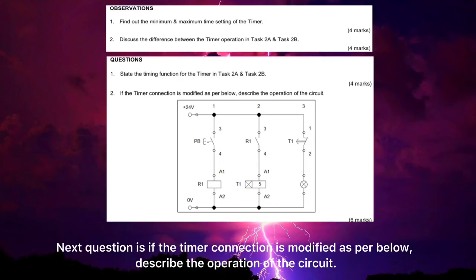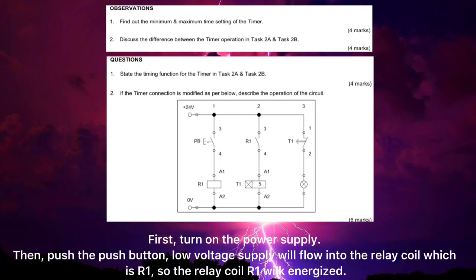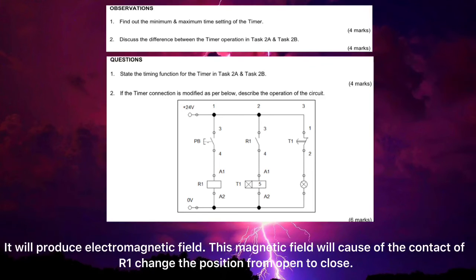Next question is, if the timer connection is modified as per below, describe the operation of the circuit. First, turn on the power supply, then push the push button. Low voltage supply will flow into the relay coil, which is R1. So the relay coil R1 will energize. It will produce an electromagnetic field. This magnetic field will cause the contact of R1 to change position from open to close.